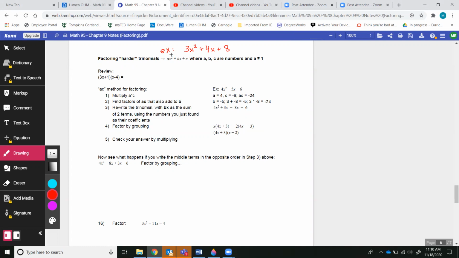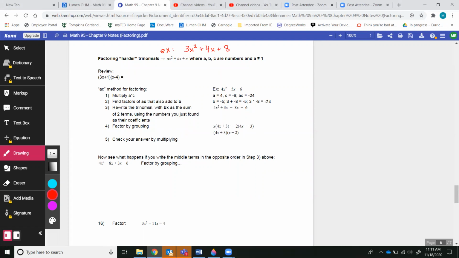Before we get to the factoring, let's start the way we have for these other parts, by reviewing the multiplying, because that's also going to tell us why this is a little bit harder than the other type of trinomial that had a 1 in front of the x squared. So let's go ahead and multiply 3x plus 1 times x minus 4.